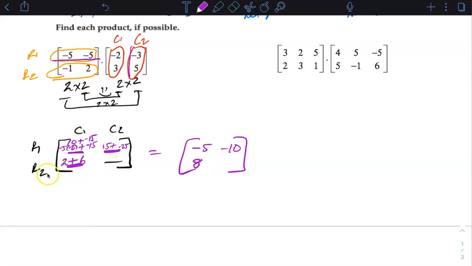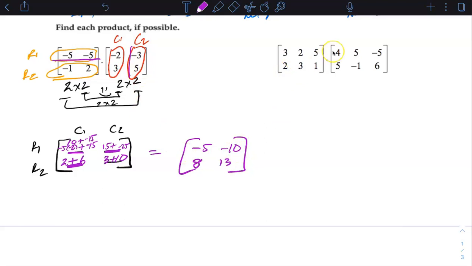The one right here, row 2, column 2. First pair, 3, plus the second pair, 10. Did it in the wrong spot. So 13. There you go, and that's our answer.